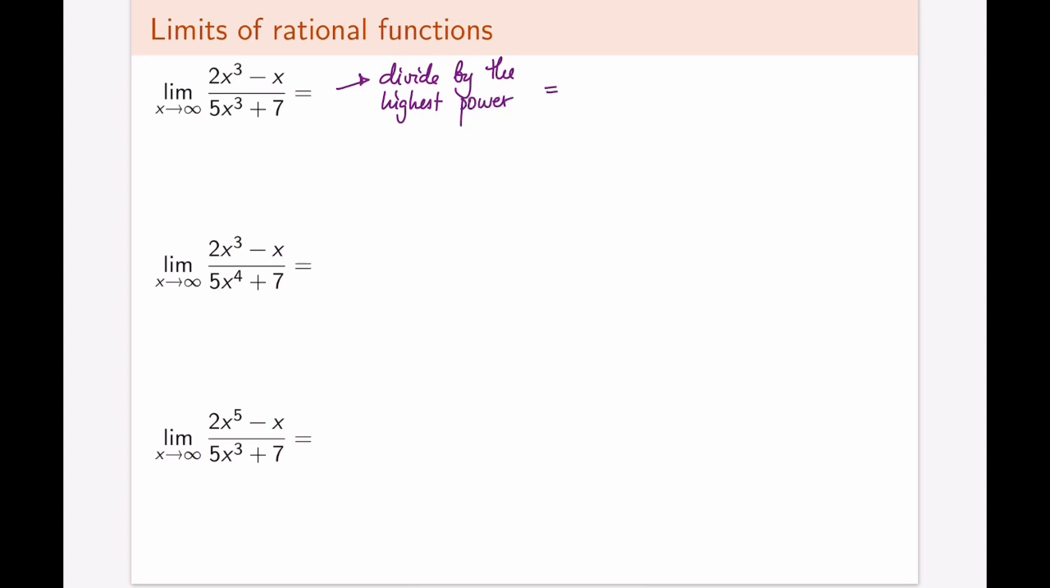Okay, so what is that going to yield? I have x approaches infinity. The highest power of both of those terms combined, it has to be the highest power of the entire rational function, is x cubed. So I'm going to divide the numerator by x cubed, and I'm going to divide the denominator by x cubed, which essentially means I've actually done nothing. So my equality will still hold. Now, okay, well, let me write this step down. So 2x cubed minus x all over x cubed divided by 5x cubed plus 7 all over x cubed.